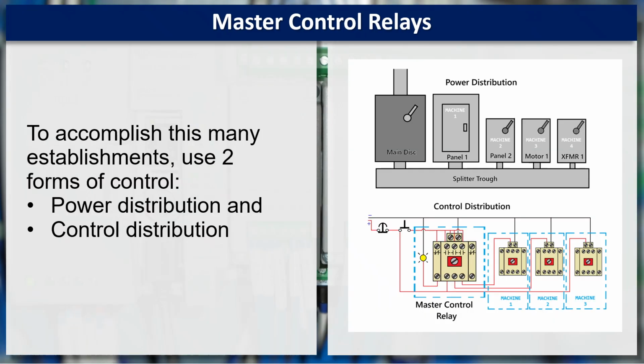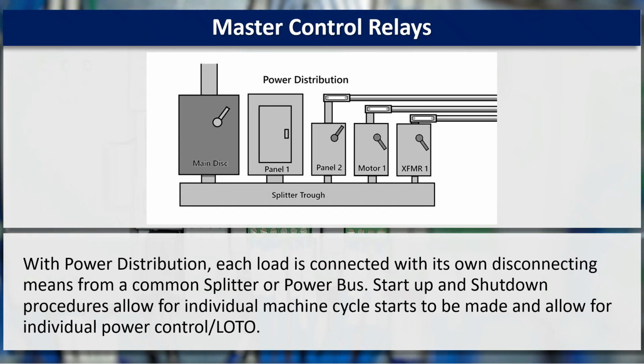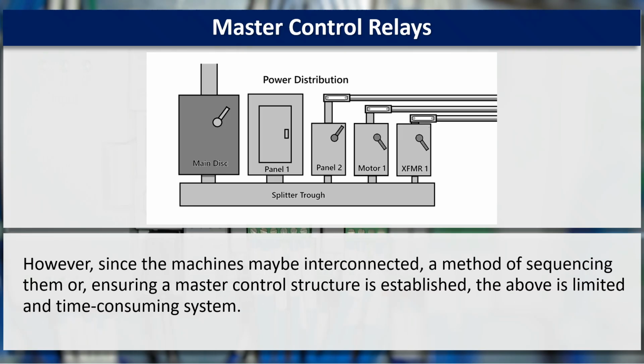To accomplish this, many establishments use two forms of control: power distribution and control distribution. With power distribution, each load is connected with its own disconnecting means from a common splitter or power bus. Startup and shutdown procedures allow for individual machine cycle starts to be made and allow for individual power control and lockout tagout. However, since machines may be interconnected, a method of sequencing them or ensuring a master control structure is established. The above is a limited and time-consuming system.